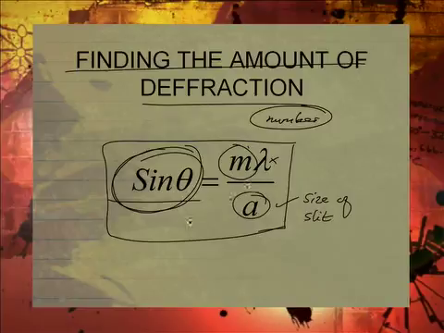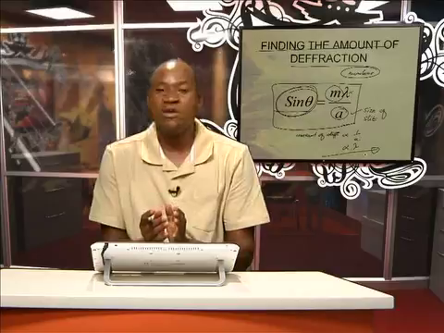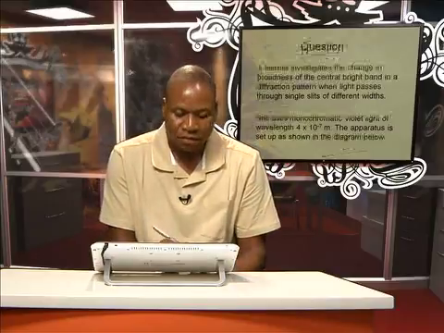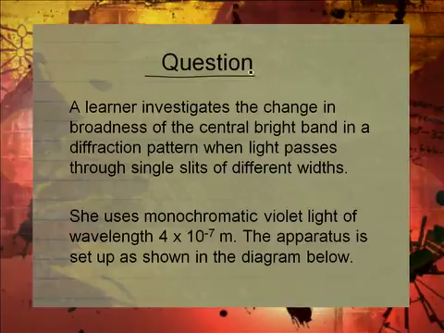Okay, and from this you can see that the amount of diffraction is inversely proportional to the size of the slit, but the amount of diffraction is directly proportional to the wavelength of the wave. Now, when we're looking at light waves, let's have a look. I took this question here so that we can use it for practice.